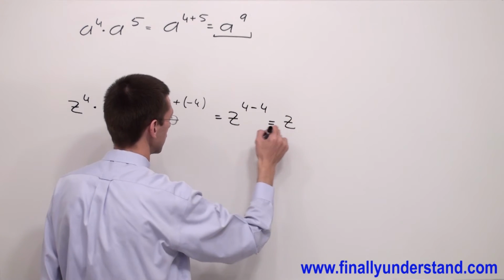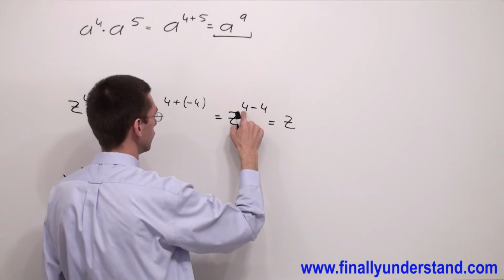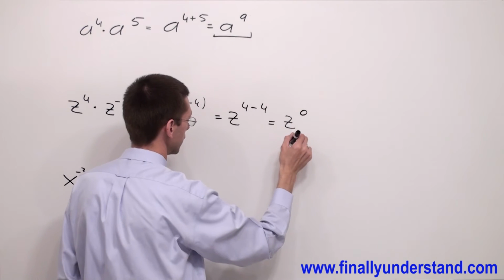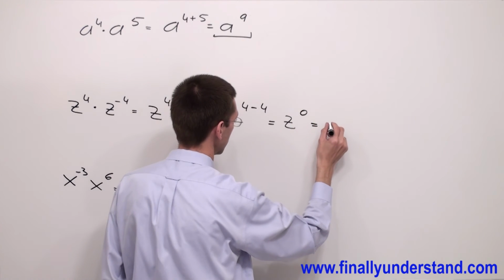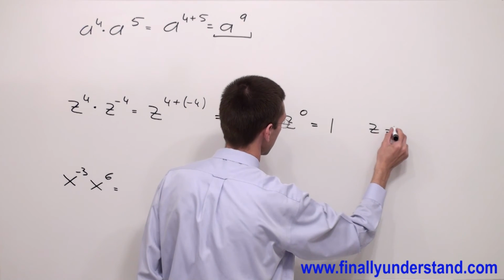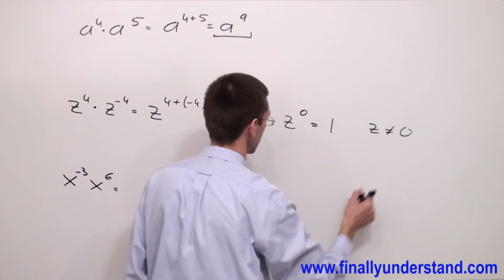Z, 4 minus 4 is equal to 0. This is equal to 1, but you're supposed to keep in mind that z cannot be equal to 0.